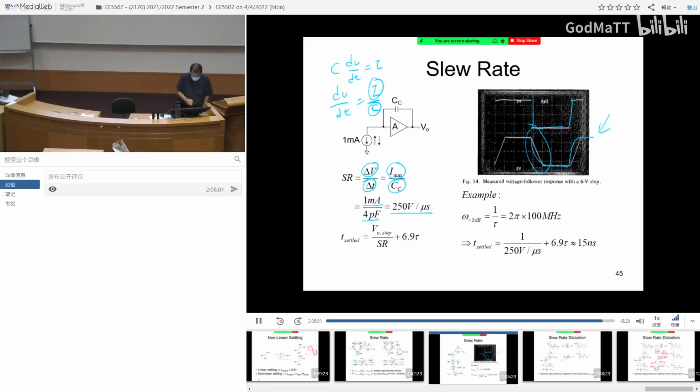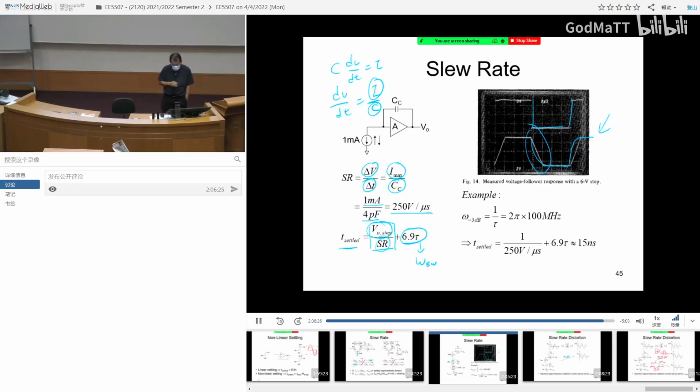So the settling behavior will be given by the slew time plus the linear time. Linear time is 6.9 tau. That is easy. But tau is related to bandwidth, omega bandwidth. Okay. The slew time is basically the voltage step that you want it to rise divided by the slew rate.